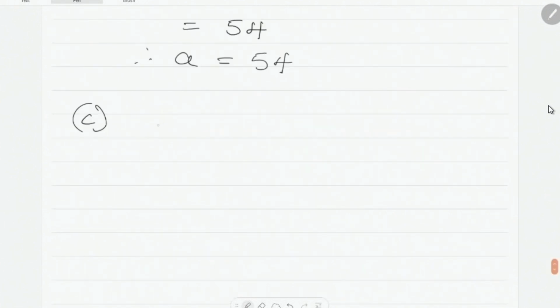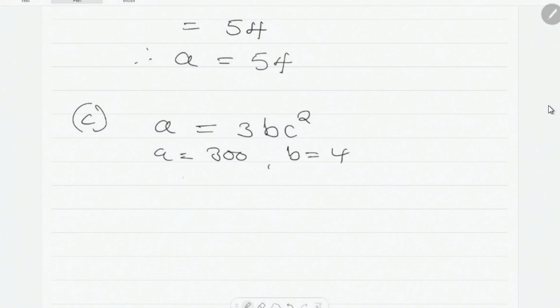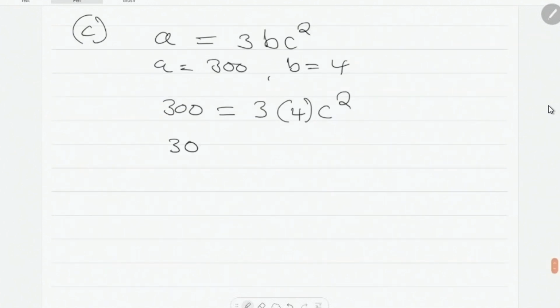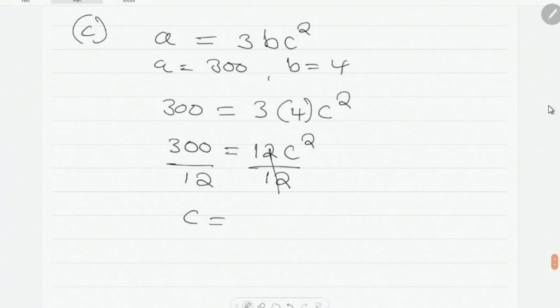Then we solve the last part, which is part C. Part C will still use the equation connecting A, B, and C, which is A is equal to 3B C squared. We are looking for the value of C when A is equal to 300, and B is equal to 4. So A, I'll substitute that with 300. We have 300 is equal to 3, B is 4, and then C squared. So this will be 300 is equal to 3 times 4, I'll get 12, and then C squared. So making C squared the subject, I'll divide both sides by 12, and I'll get C squared is equal to.